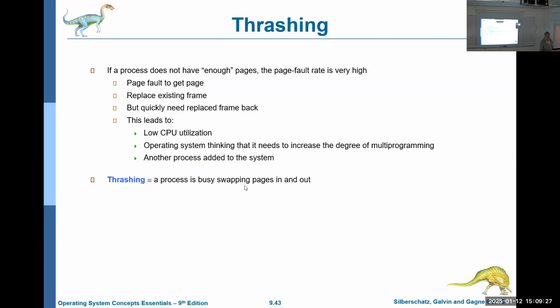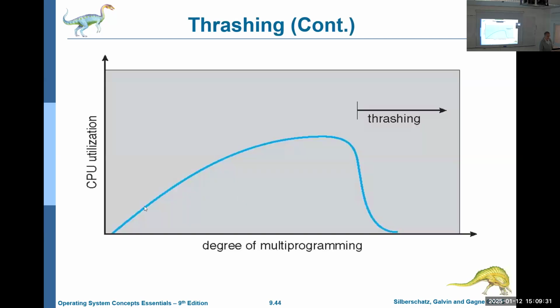Thrashing: a process is busy swapping pages in and out. Okay, so here we have this little graph. Let's see if we can understand this graph. Degree of multiprogramming, CPU utilization. So the idea is like this.